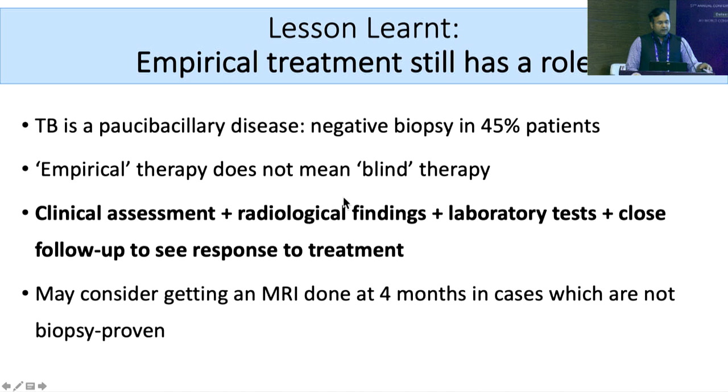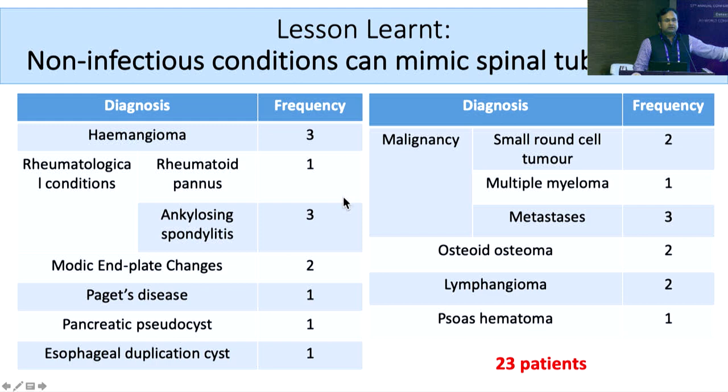Negative biopsy we got in 45% of our patients. Empirical therapy doesn't mean blind therapy. You have to assess, as we just discussed, the clinical assessment, radiological findings, laboratory tests, and close follow-up also to see the response to treatment. And you may consider repeating the MRI at 4 months in those which are not biopsy proven. And these are the non-infectious conditions which we could get in our series.